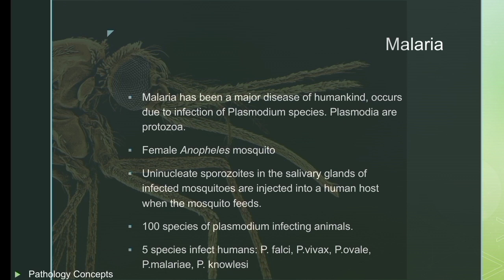There are more than 100 species of Plasmodium which can infect many animals. Five species of Plasmodium have been recognized to infect humans. They are Plasmodium falciparum, Plasmodium vivax, Plasmodium ovale, Plasmodium malariae, and Plasmodium knowlesi.